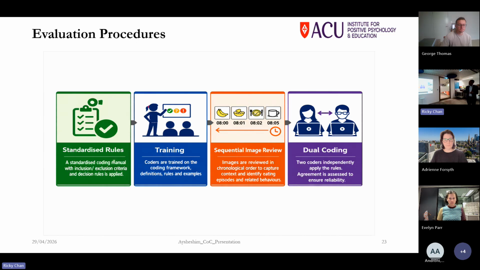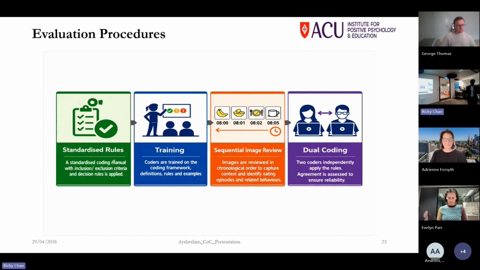So the evaluation of different phases, or the procedure of different phases. The first will be standardization before coding and interpreting the data. We will standardize the rules, which might be guideline, definition, procedure, criteria, and decision-making level. Then after standardization, we'll provide training for coders to familiarize them with the framework and build consensus and a similar understanding.